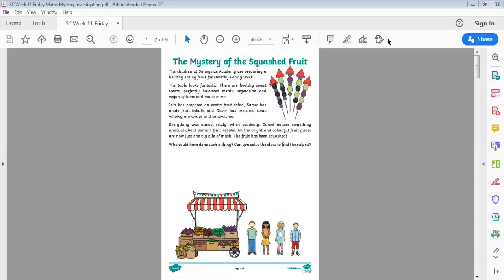Everything was almost ready, when suddenly, Daniel notices something unusual about Samir's fruit kebabs. All the bright and colourful fruit pieces are now just one big pile of mush. The fruit has been squashed. Who could have done such a thing? Can you solve the clues to find the culprit?